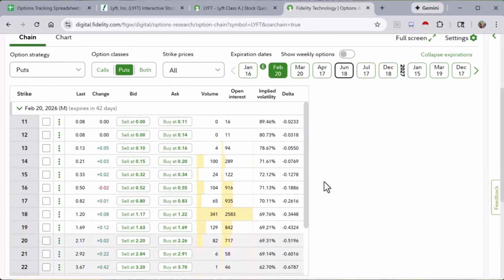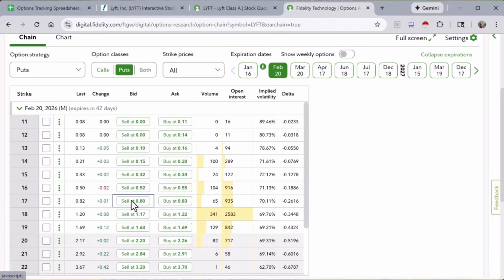But what I did, I decided to go with the 17, 26 delta, which means there's about a 26% chance that the price of Lyft is going to be at $17 on February 20th. And like I just said, I don't hold these usually till expiration. I do sometimes, but typically I don't.